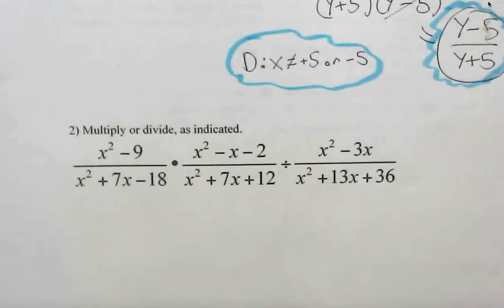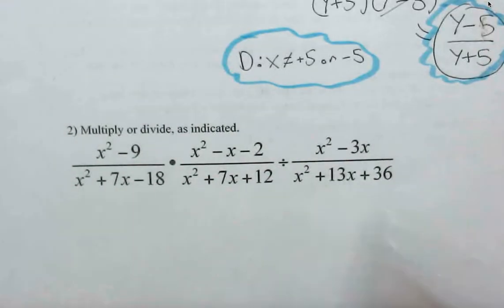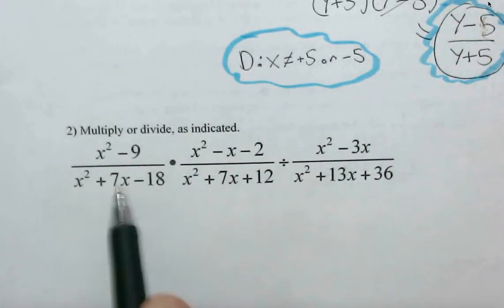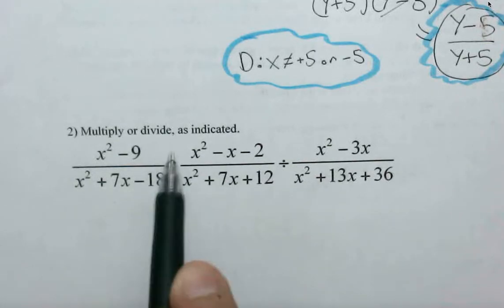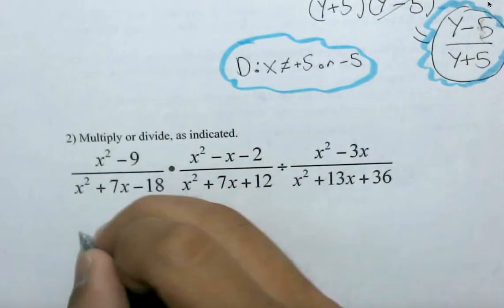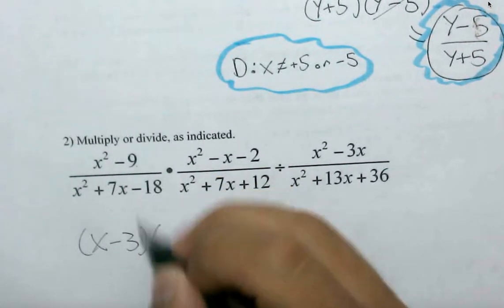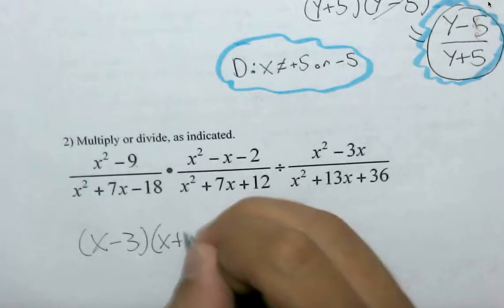For 2, it has a lot going on, multiplying or dividing as indicated. You can pick your poison on where you want to start, but you should definitely notice that there's a lot of factoring that can be done. So we see a difference of squares here. We see a few trinomials that will factor. I'll focus first on the first two rational expressions. So with x squared minus 9, we can factor that. Square root of 9 is 3, so this can be x plus 3, x minus 3.